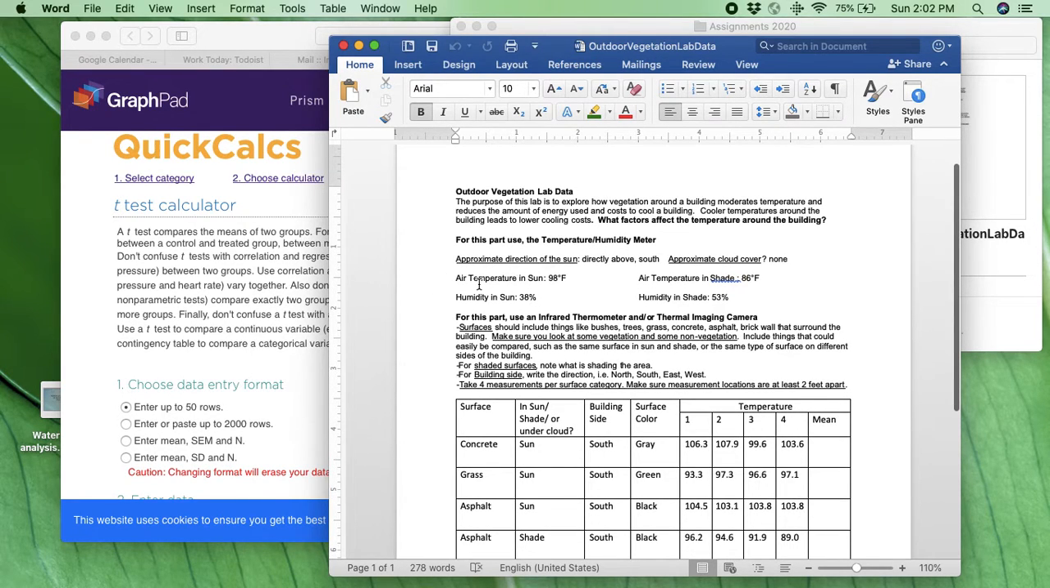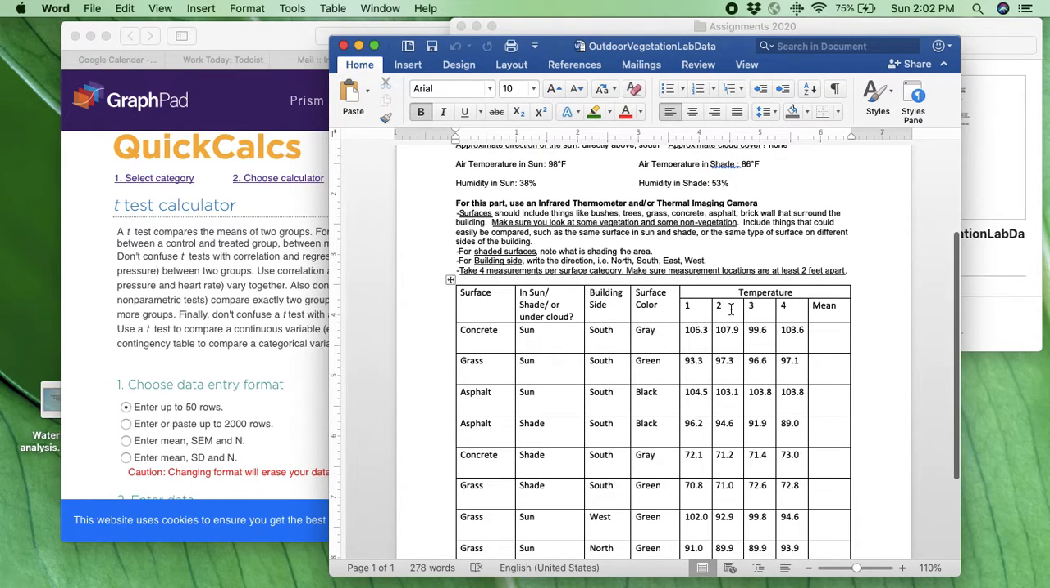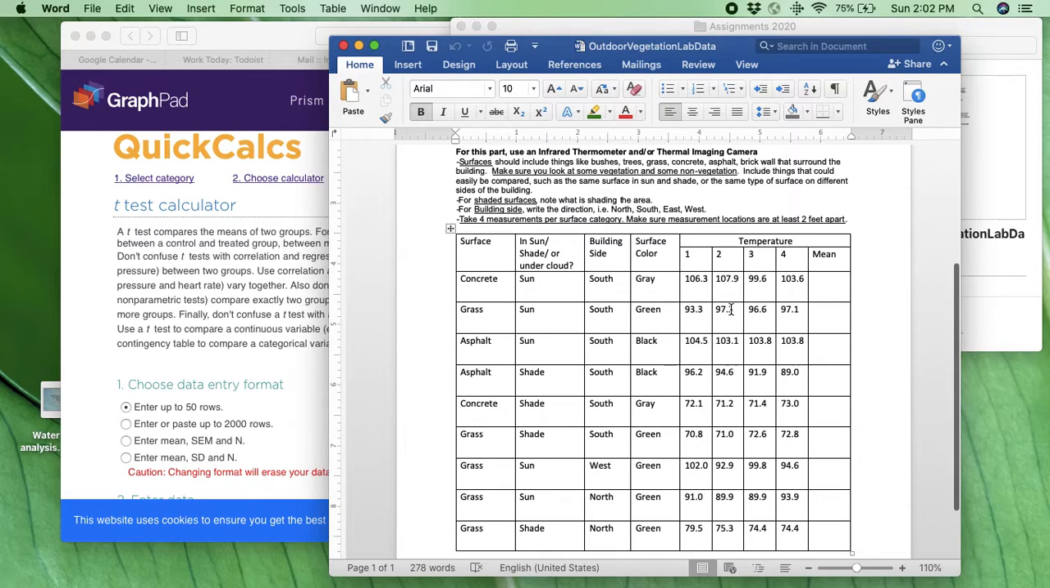I have some information on air temperature and humidity in both the sun and the shade. Then I used an infrared thermometer, which is like the temperature gun, to look at the temperature of different surfaces. You can see I have 3 different surfaces: concrete, grass, and asphalt. I looked on surfaces that were in the sun and in the shade, on different sides of the building and different colors. There are 4 temperatures for each one, and each measurement was taken at least 2 feet apart.